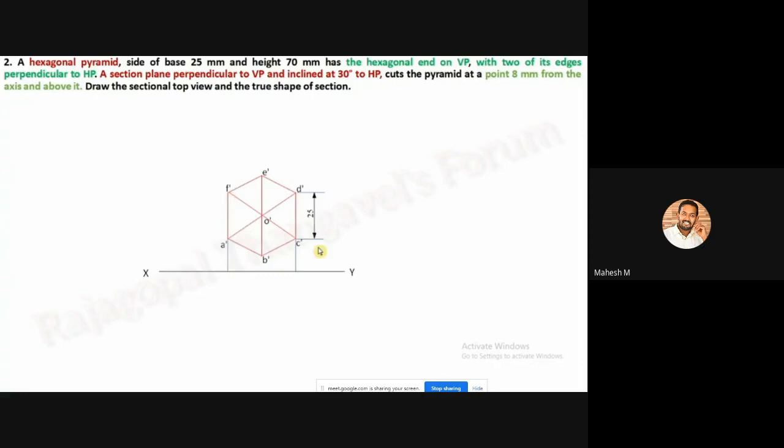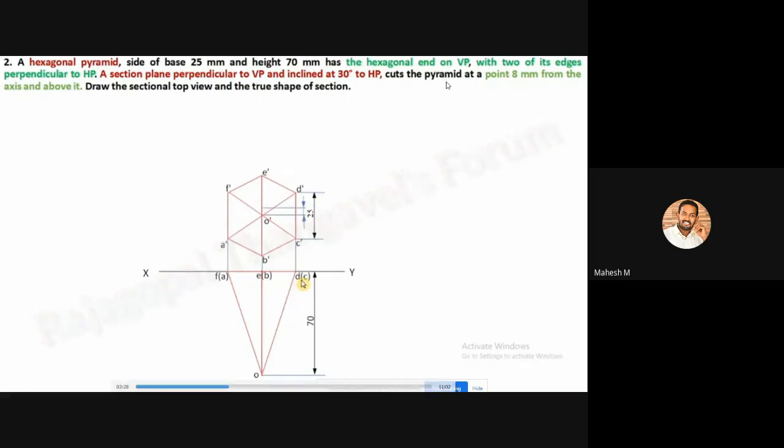So you can project all the points towards your top view. So your top view will look like a triangle. Okay, so you can create your top view with the axis height of 70 mm. So you can create your top view like this. Then the procedure is that you have to create your sectional plane. So the sectional plane is 30 degree to HP. So you have to create an inclined line that should be 30 degree towards HP.